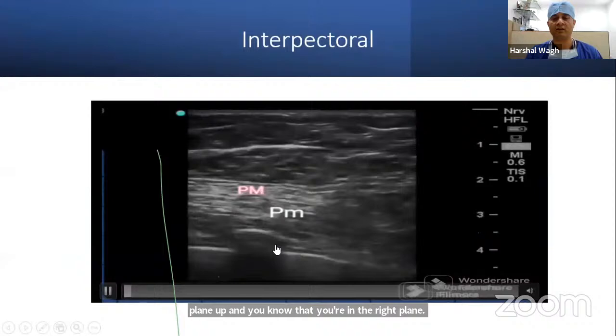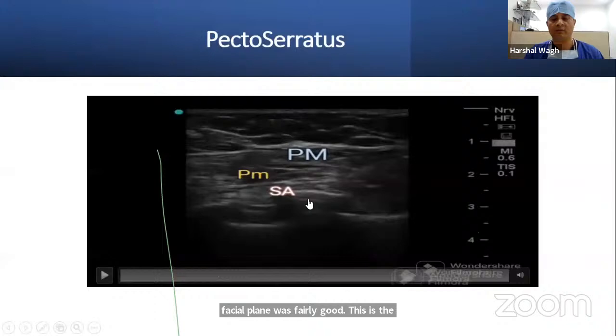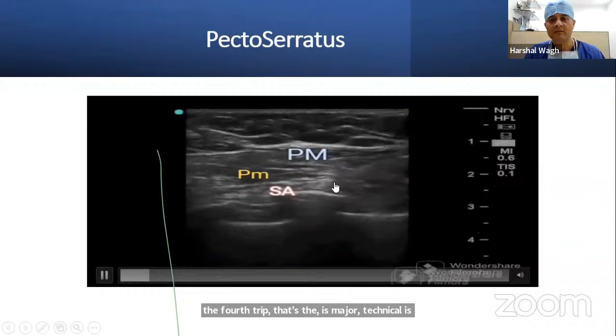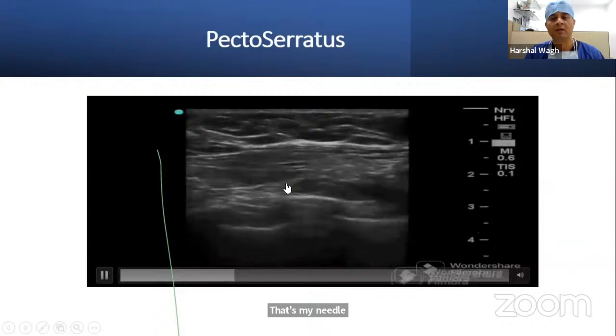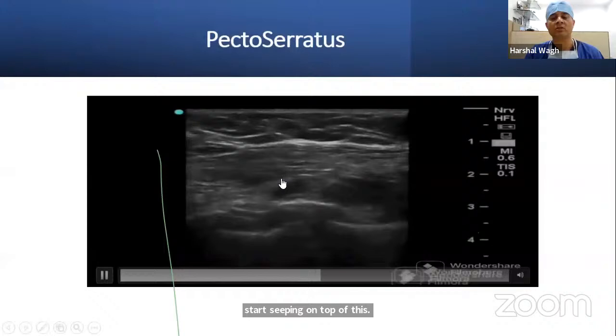This is the pectoserratus. That's, I think, probably the area of the third or fourth rib. That's the pectoralis major, pectoralis minor, and a small slip of serratus which is coming along. That's my needle there. I'm putting some local anesthetic there, and you'll find that this local anesthetic starts seeping on top of the serratus and underneath the pectoralis minor. So this becomes my pectoserratus block.